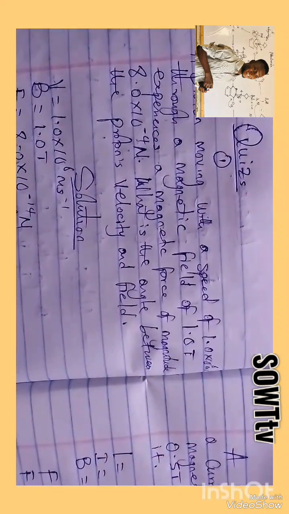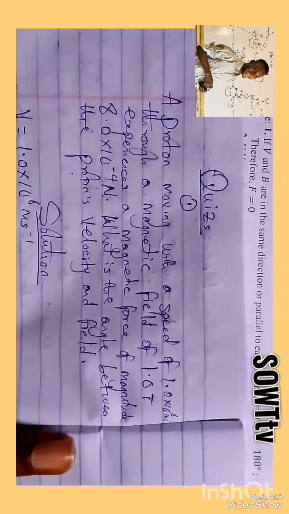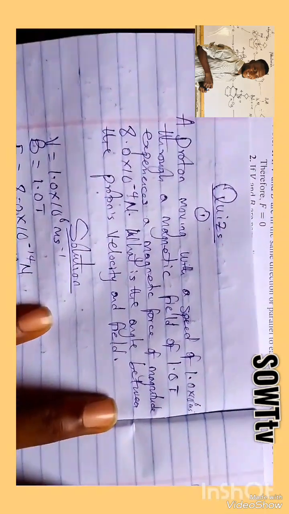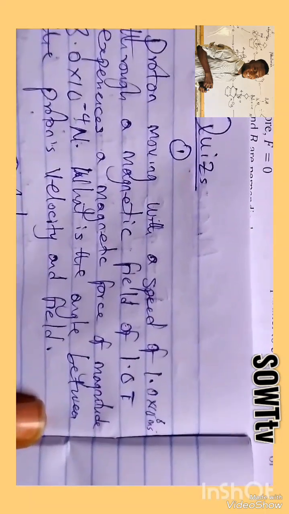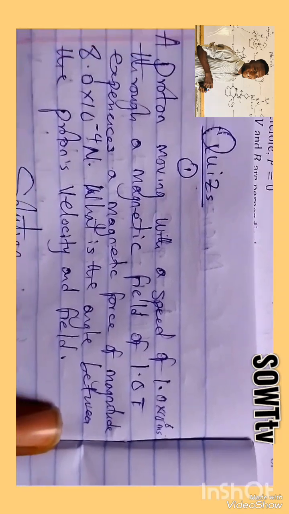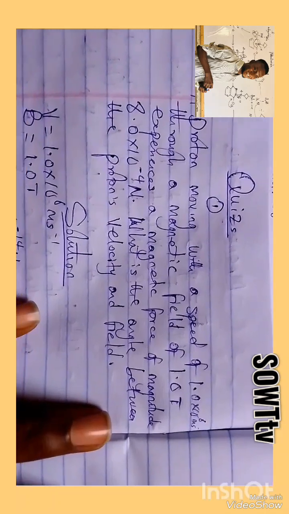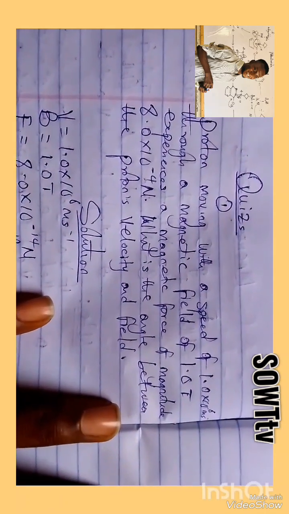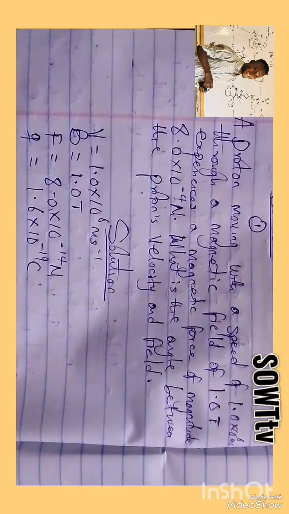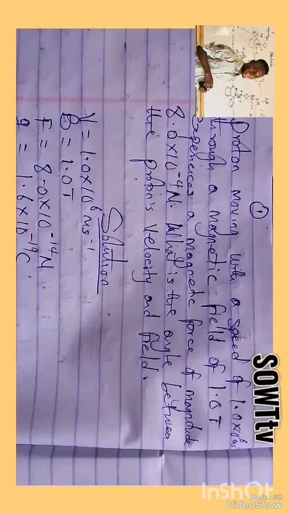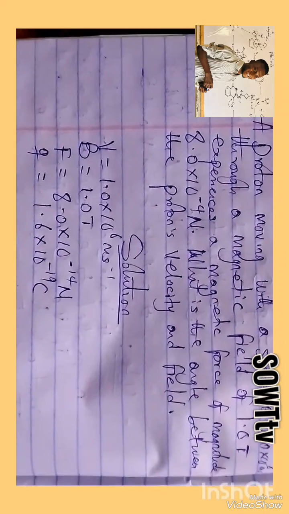We have quizzes that we are going to treat today. I'm giving us two quizzes to treat. Let's consider the first one before we move to the second one. A proton moving with a speed of 1.0 times 10 raised to the power 6 meters per second through a magnetic field of 1.0 Tesla experiences a magnetic force of magnitude 8.0 times 10 to the power minus 14 Newton. What is the angle between the proton's velocity and field?